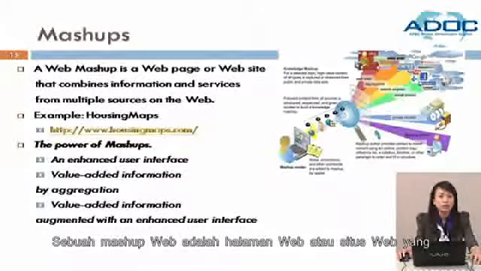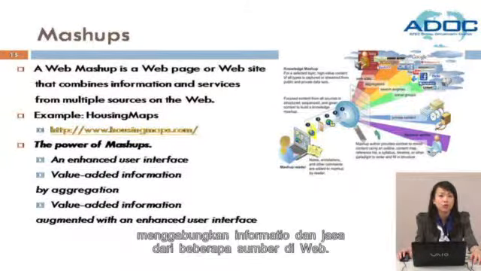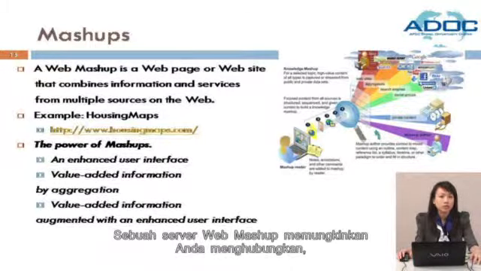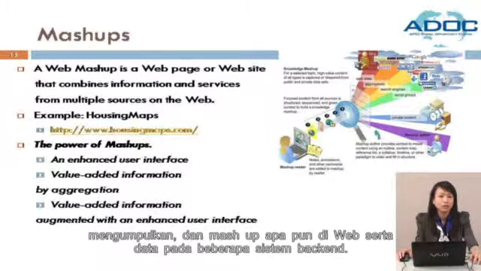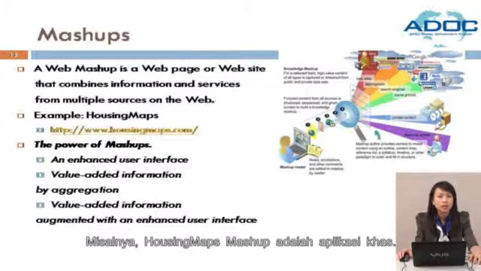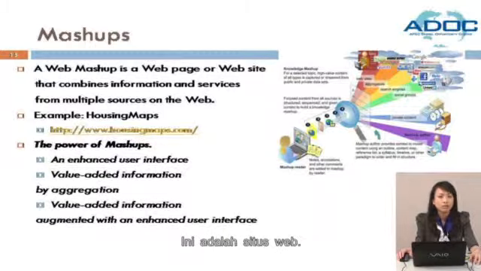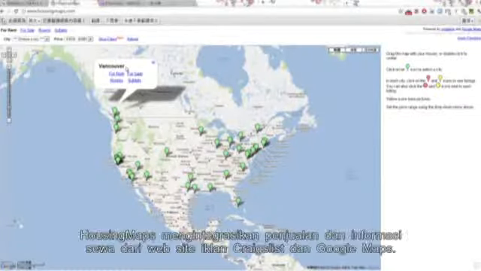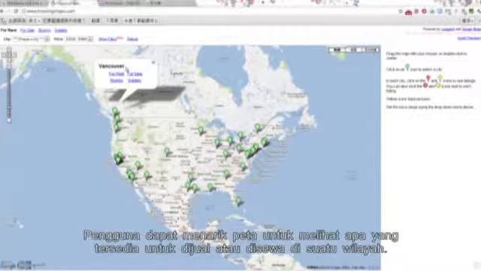A web mashup is a web page or website that combines information and services from multiple sources on the web. A web mashup server lets you collect and mash up anything on the web, as well as data on some backend systems. For example, HousingMaps is a typical mashup application. This is the website. HousingMaps integrates sales and rental information from the advertisement website Craigslist, and Google Maps. Users can check the map to see what is available for sale or rent in a given region.